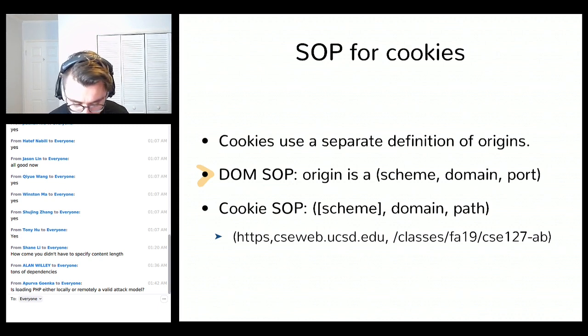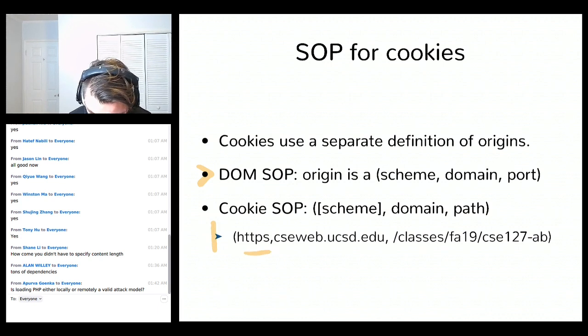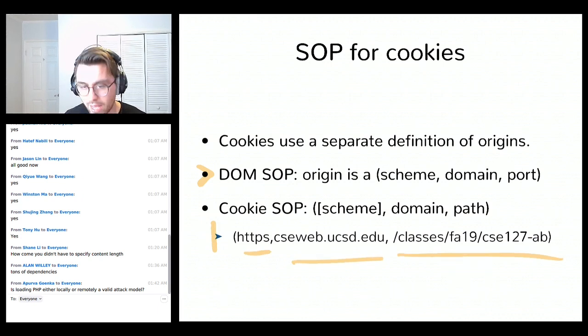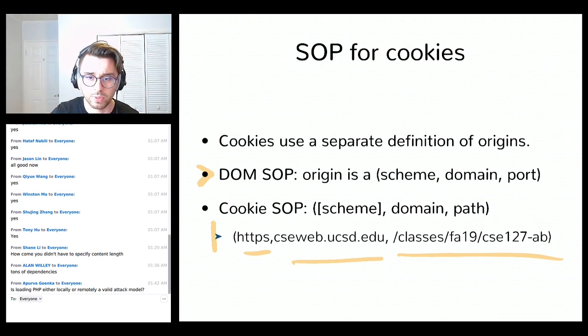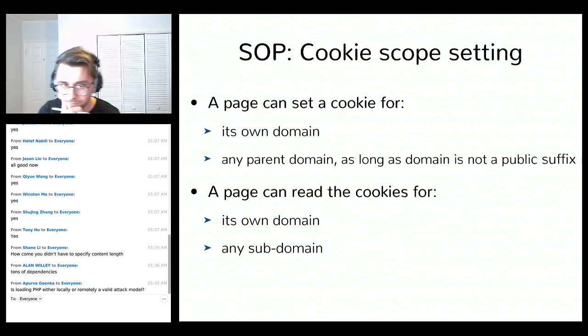So, for example, this is a valid cookie origin. It would be HTTPS, it would contain the domain, and then it would have the path. For a previous run of this class, this path would be different from the current run of this class, right? So instead, this year it would be /classes/fa20/CSE127.